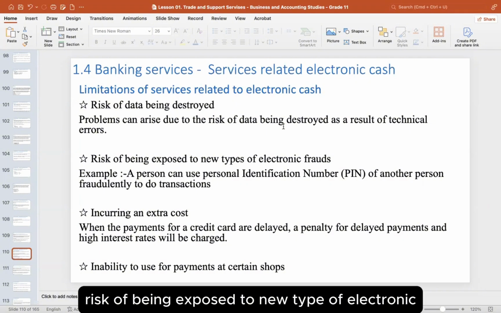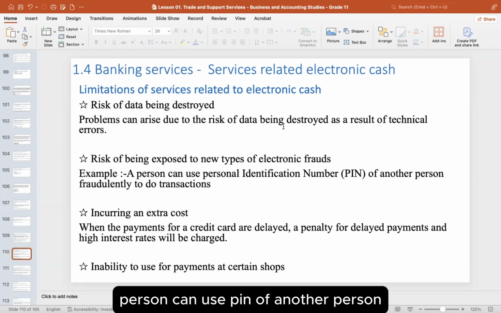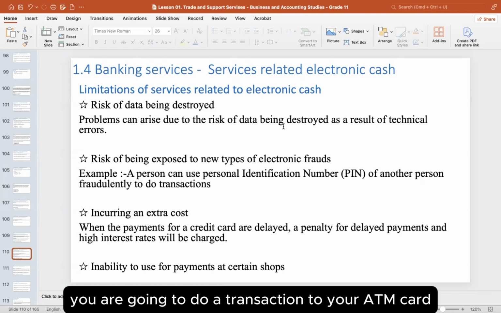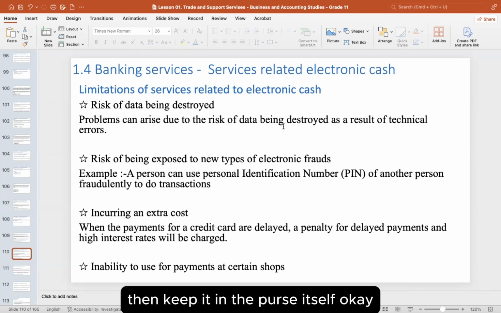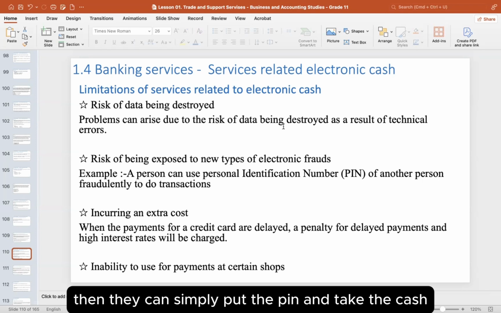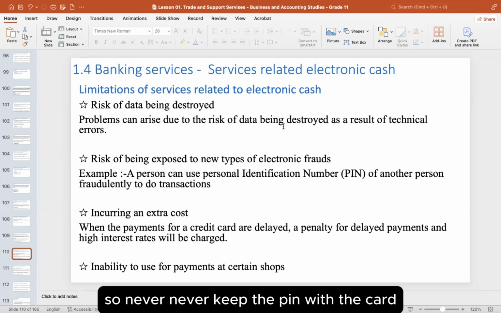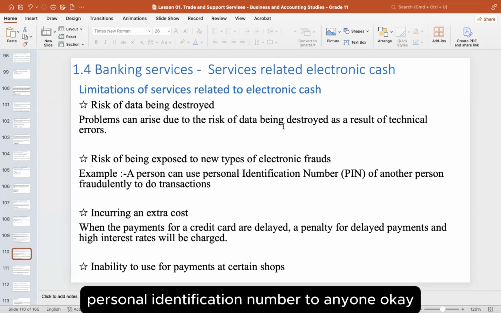Okay, risk of being exposed to new type of electronic frauds. For example, a person can use the PIN of another person fraudulently to do a transaction. Let's say you are going to do a transaction through your ATM card, and what some people do is they write down the PIN and keep it in the purse itself. Okay, you have the card and you have the PIN. Then they can simply put the PIN and take the cash. Okay. So never keep the PIN with the card and never expose your PIN, personal identification number, to anyone.